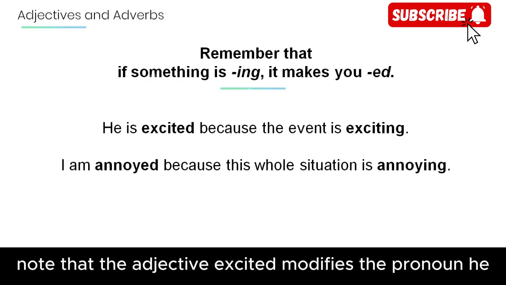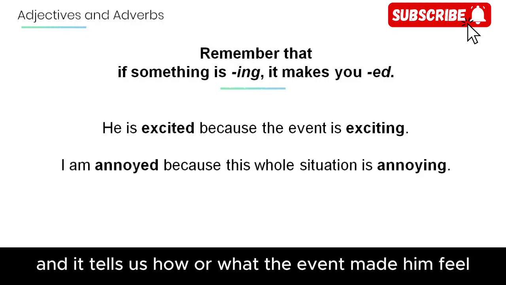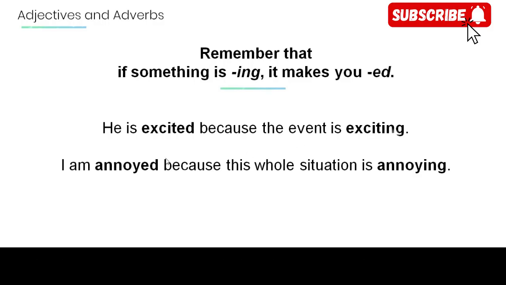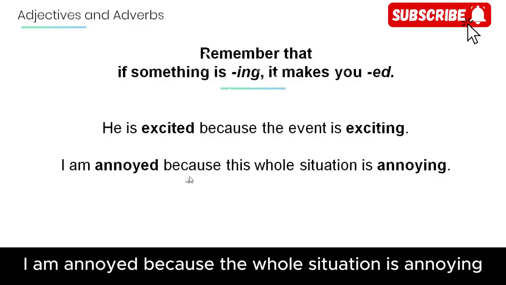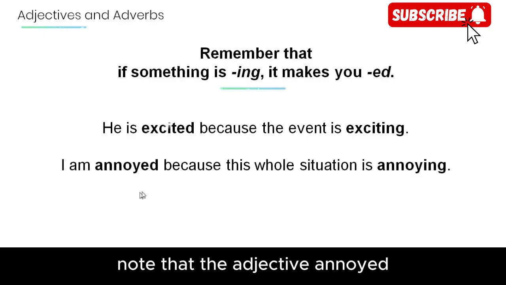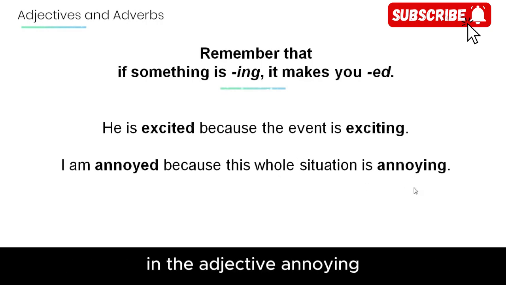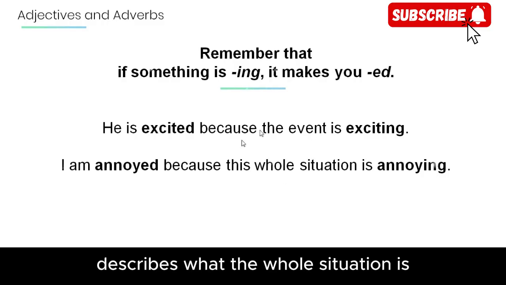Note that the adjective excited modifies the pronoun he, and it tells us how or what the event made him feel. And the adjective exciting describes what the event is. And in the sentence, I am annoyed because the whole situation is annoying. Note that the adjective annoyed describes what I felt about the whole situation. And the adjective annoying describes what the whole situation is.